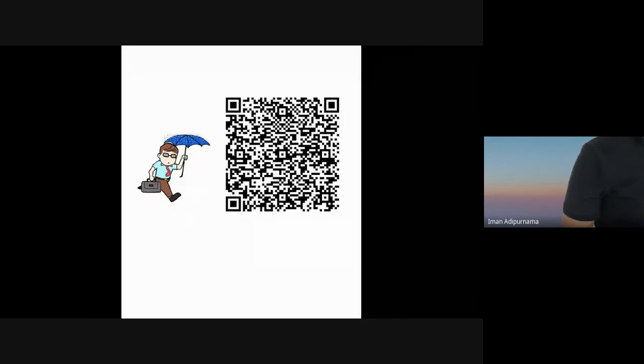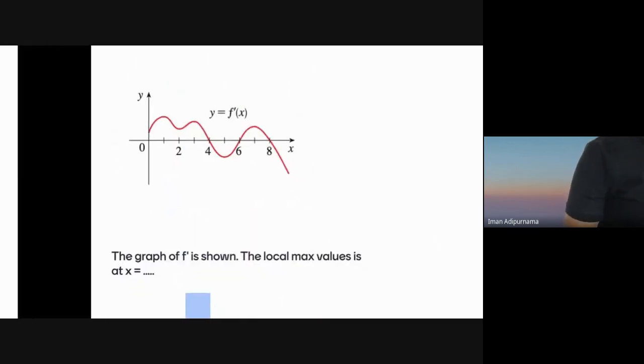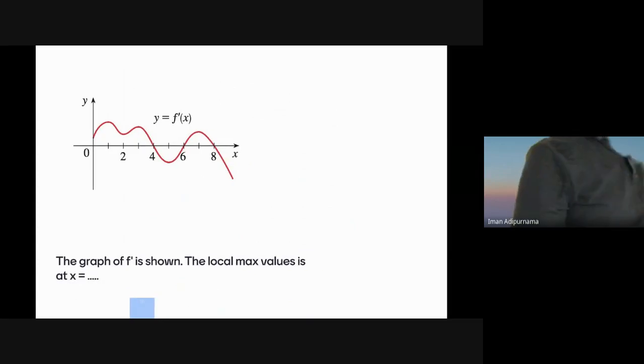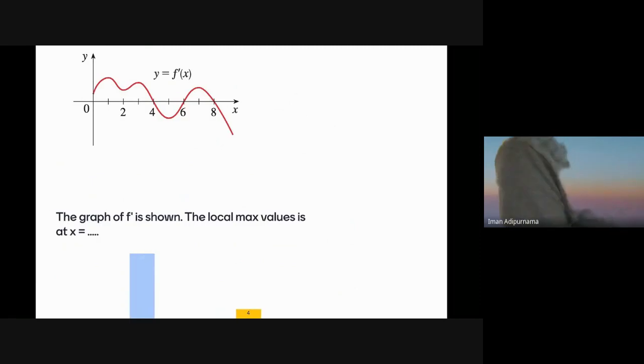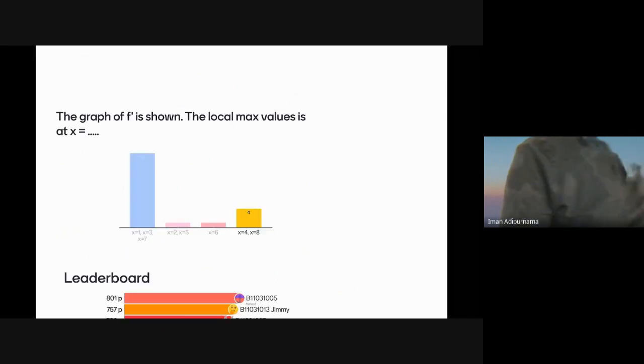Okay. Let's continue. Some feedback from last Friday. Now the questions. The graph of f prime. So here you need to be careful. This is f prime. This graph of f prime is shown. Local max at x equals what? You need to find which one, and I give you options here.